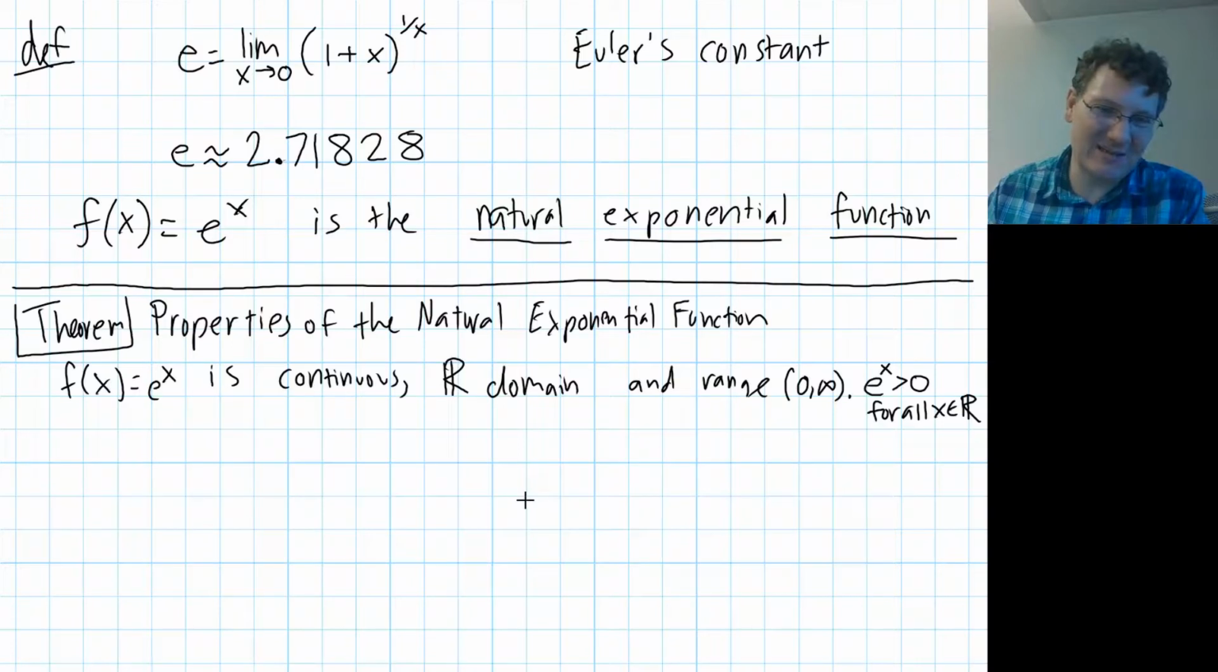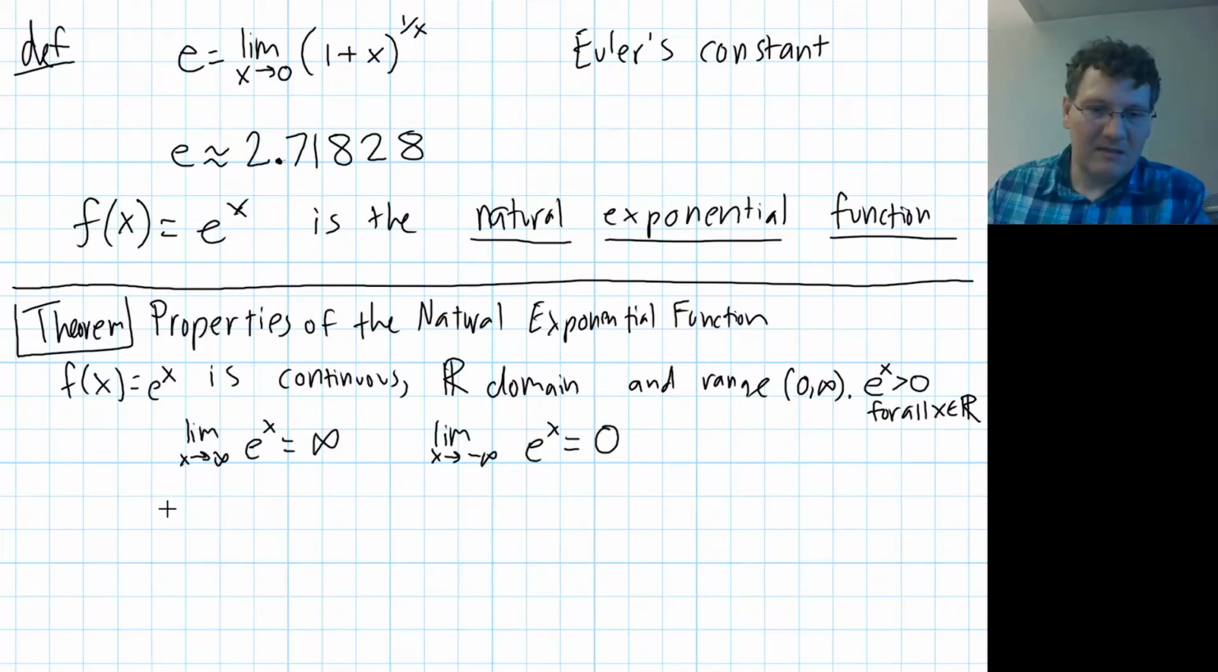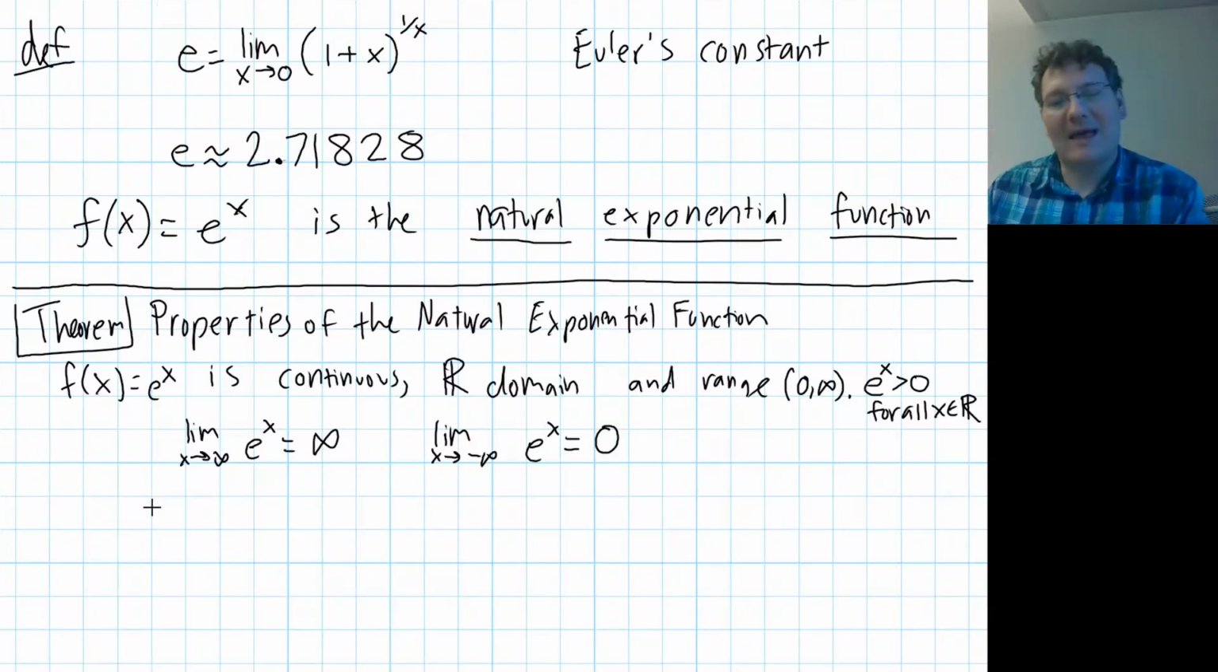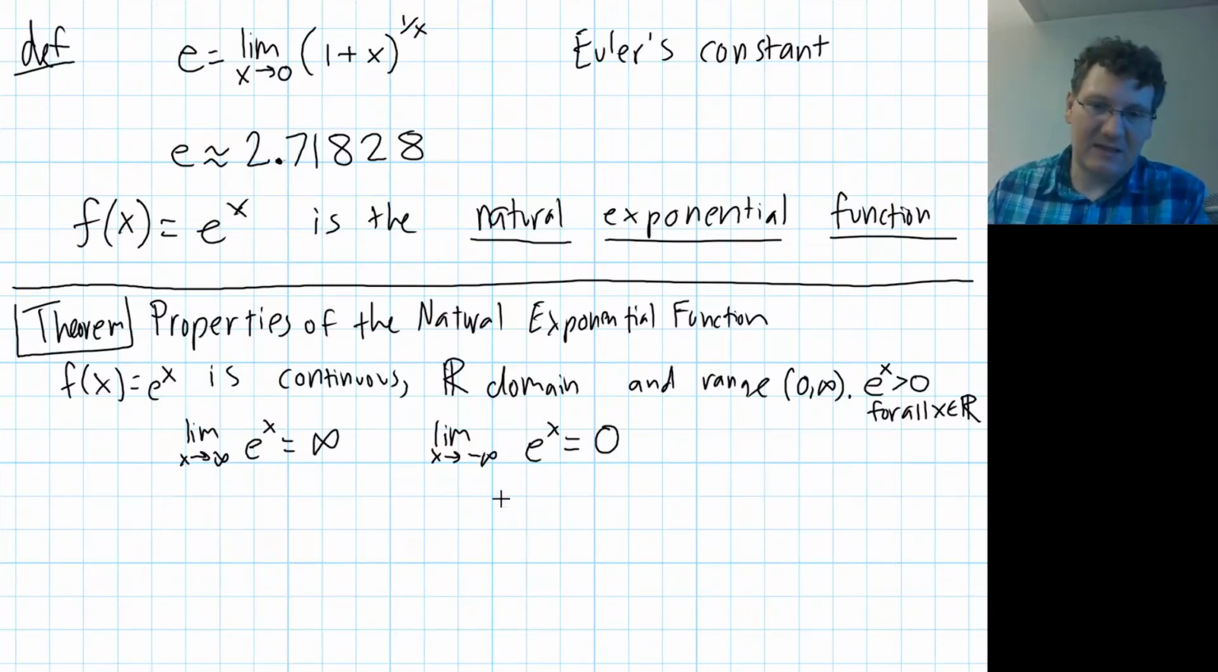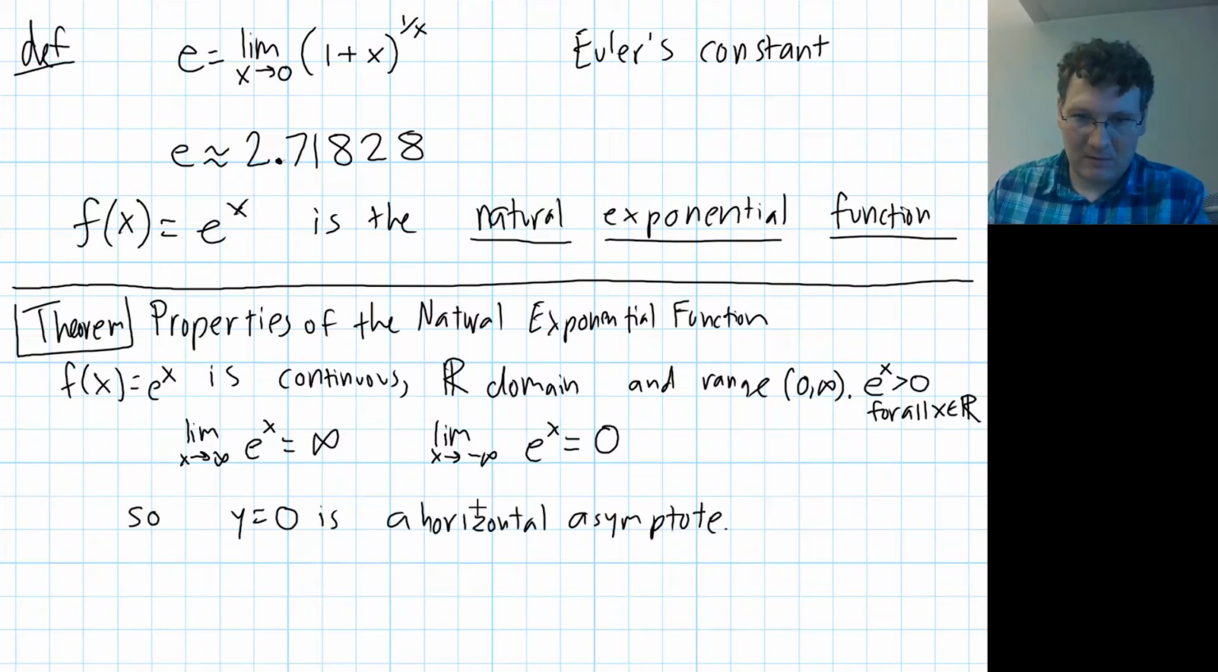Because e is a constant that's greater than 1, e to the x is continuous. The domain is all R. The range is 0 to infinity. e to the x is positive for all x. That's true for all positive bases. And then the limits: as x goes to infinity, e to the x approaches infinity. As x goes to negative infinity, e to the x goes to 0.